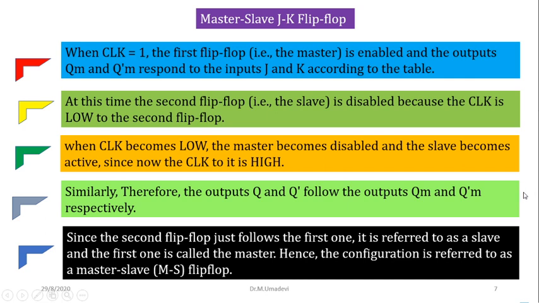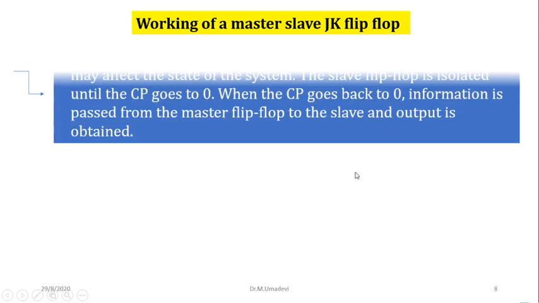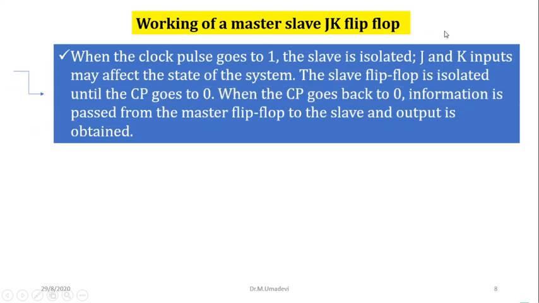That means for the positive edge of the clock pulse, the master will react, and for the negative edge of the clock pulse, the slave will react. So a continuous output will be obtained in the master slave flip-flop. We'll move to the working of the master slave JK flip-flop.